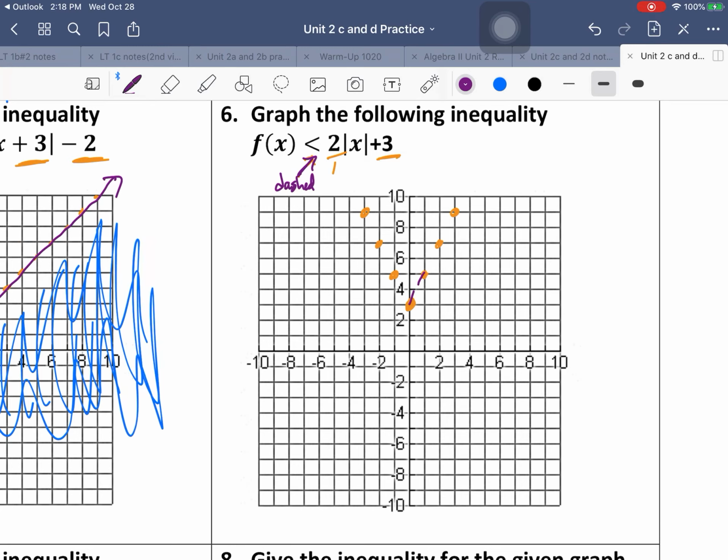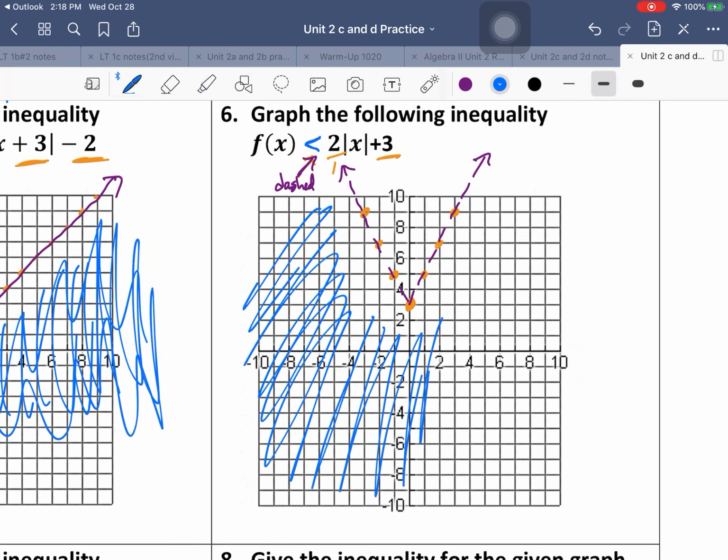It's a dashed line because it's not equal to, so that's how we tell if it's equal to or not, by looking at the graph. And now it's a less than symbol, so we shade underneath the graph. Unfortunately I had another one here that shades underneath. But here you see, if I were to ask any point along that dashed line, it is not equal. The left side would not equal the right side.